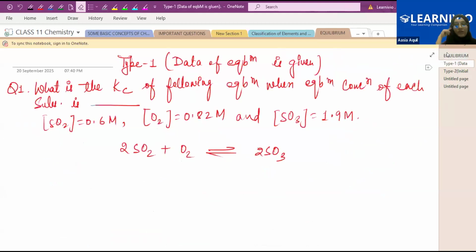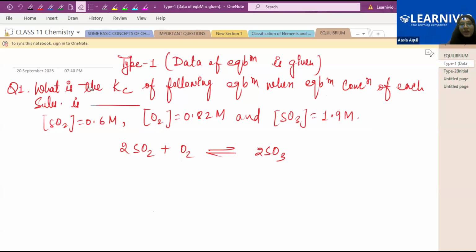Okay, so let's do some numericals. First, type 1 numerical, when the data of equilibrium is given. They can ask you this type of question when the data of equilibrium is given, which means the concentrations they will give you, and they will ask you to calculate the Kc, Kp, etc.